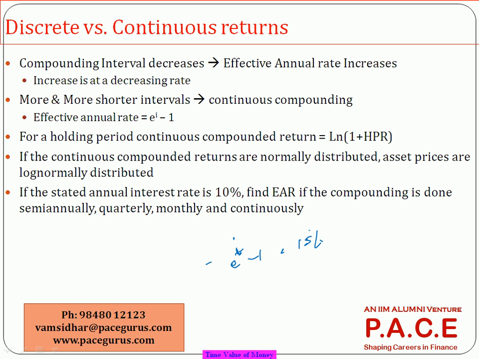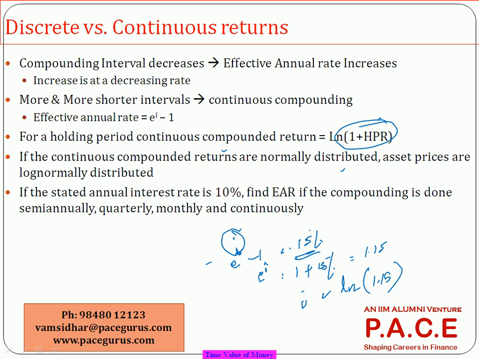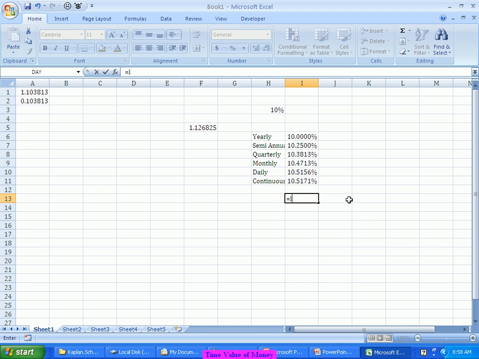So what are you doing? I have to find out I here. He has given e power I minus 1. So e power I is equal to 1 plus 15%, or 1.15, and I comes out as logarithm of 1.15. That is where I have used this formula. If I have to go with a reverse calculation, I'll go with the logarithm, because the inverse of e power is nothing but logarithm. So when I do log 1.15, I will get the reverse.